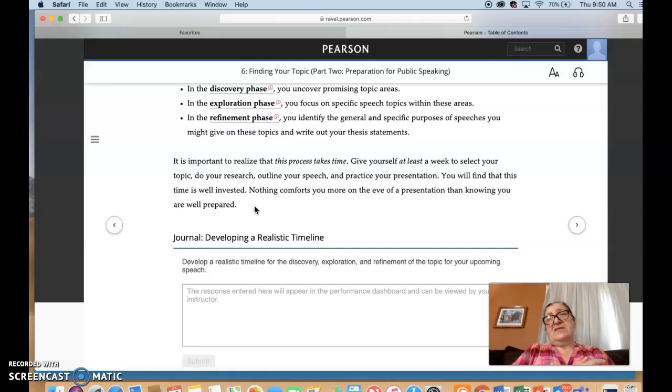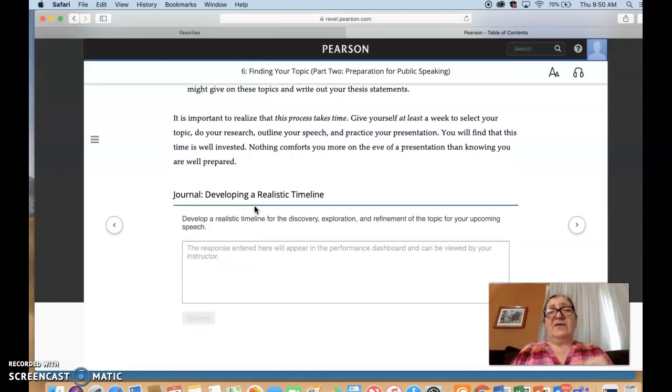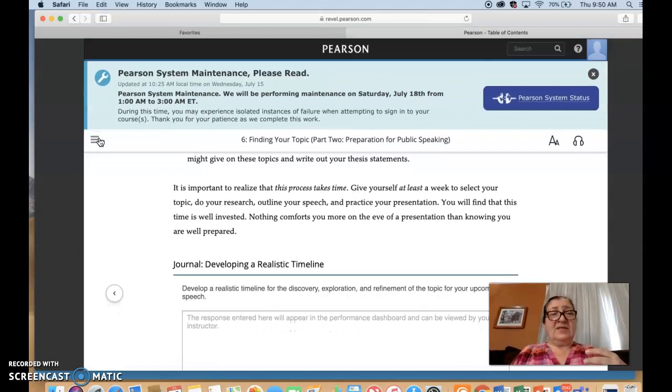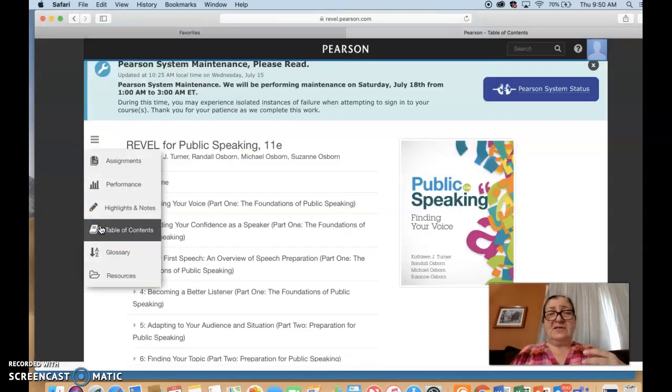In one of my quizzes, I'm pretty sure it's in the second one, there was a question about how long do you need to prepare? Well, think about how much time we have spent. Although this is a very condensed course, we spent a couple of weeks preparing for our very first speech, learning all the details, the process. So next time when you're asked to make a speech, give yourself that time. It says at least a week is necessary to select your topic, to do your research, and outline your speech and practice your presentation. So be realistic. Don't make plans that you cannot keep.